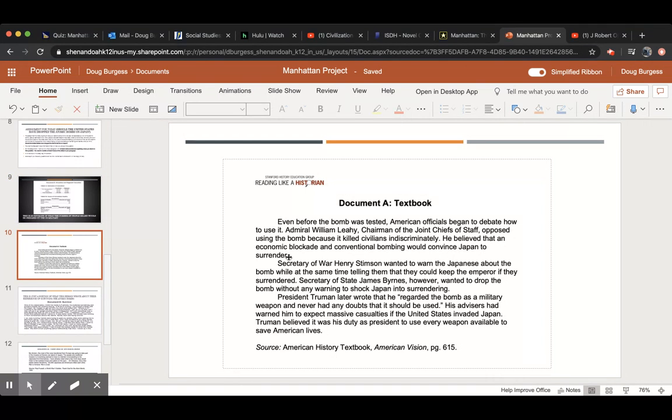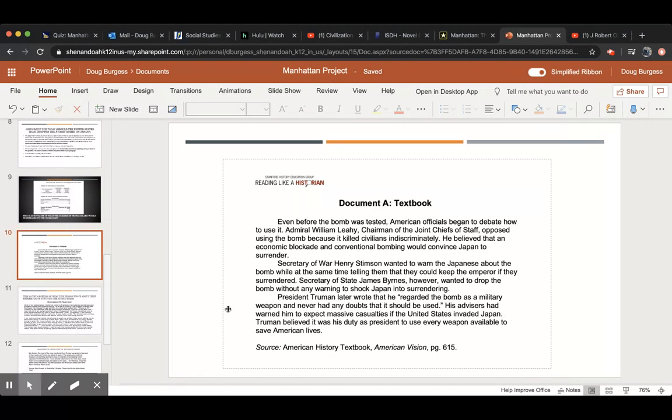The second one is a document from a textbook, and it says, even before the bomb was tested, American officials began to debate how to use it. Admiral William Leahy, chairman of the Joint Chiefs of Staff, opposed using the bomb because it killed civilians indiscriminately. He believed that an economic blockade and conventional bombing would convince Japan to surrender. Secretary of War Henry Stimson wanted to warn the Japanese about the bomb while at the same time telling them that they could keep the emperor if they surrendered.